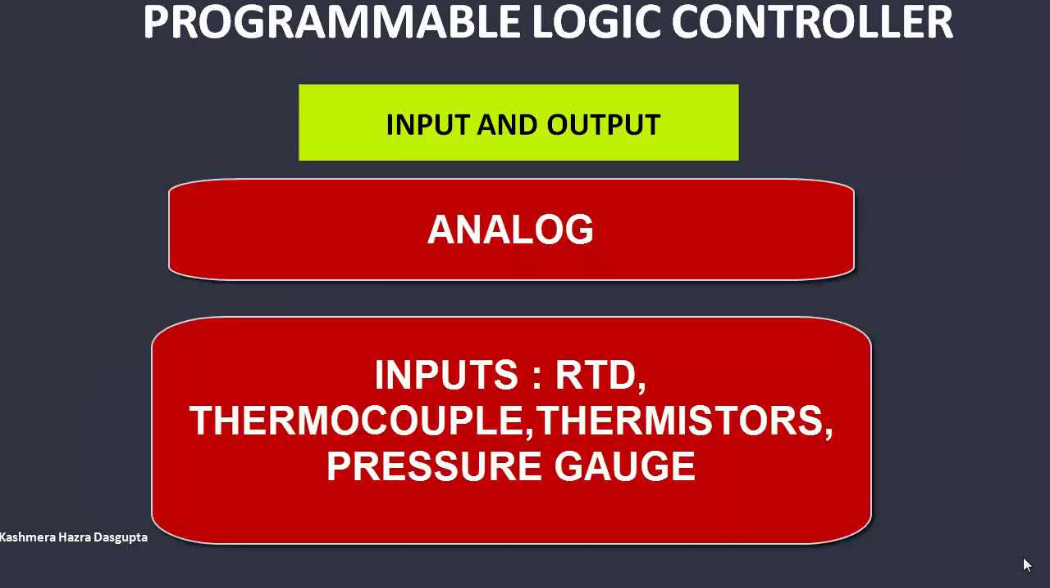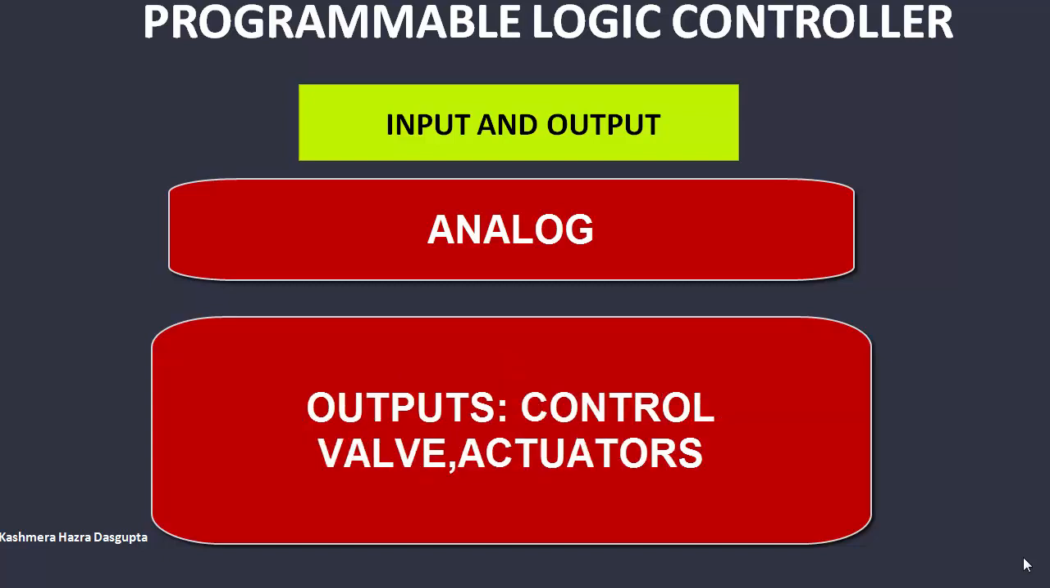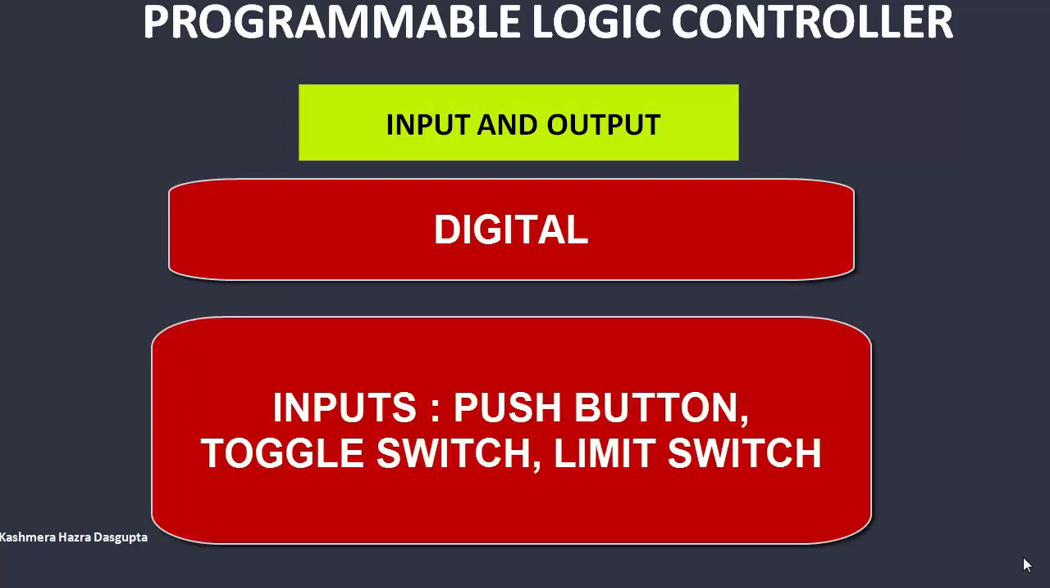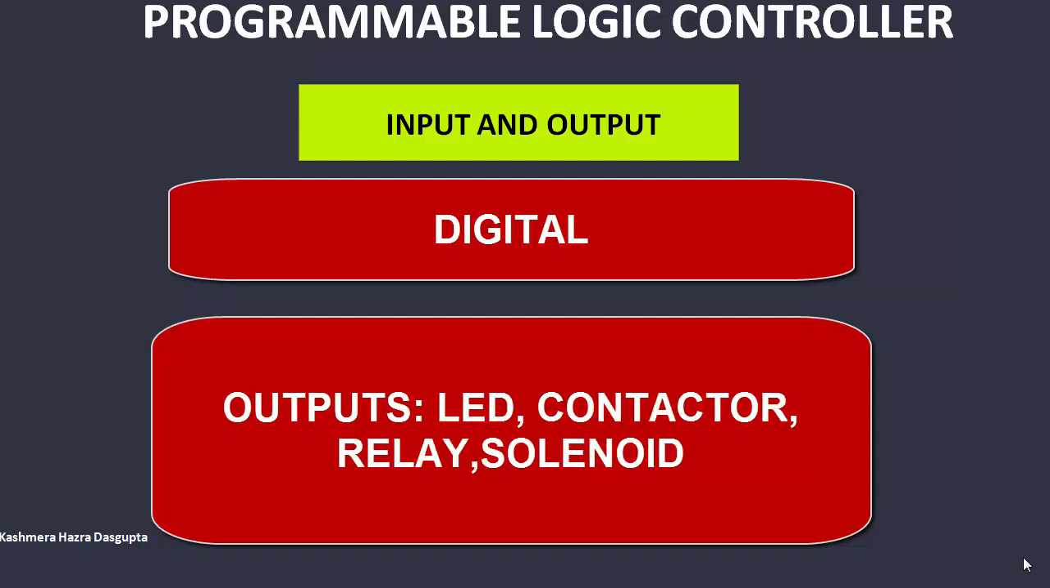In case of analog, the inputs are like RTD, which is resistance temperature detector. It can be a thermocouple, a thermistor, pressure gauge, etc. Now for outputs, it can be a control valve, it can be actuators, something like that. Now in case of digital, your inputs can be push button, toggle buttons or limit switches. And the outputs can be LED, a contactor, a relay, a solenoid, etc.